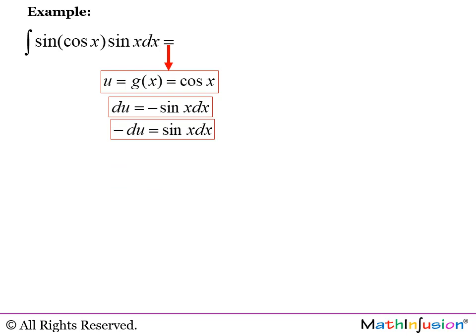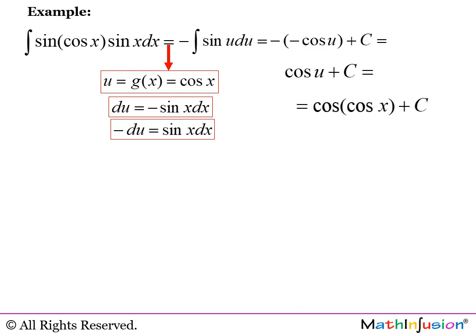We have to do this adjustment because if you look at the integrand, we have sine x dx and the du is negative sine x dx. So I have to distribute negative 1 there and I get this. So this is negative of the integral of sine u du. The antiderivative of sine u is negative cosine u, so I get that, which can be simplified as cosine of u plus c. Now we have to substitute back cosine x instead of the u, and we get cosine of cosine x plus c.